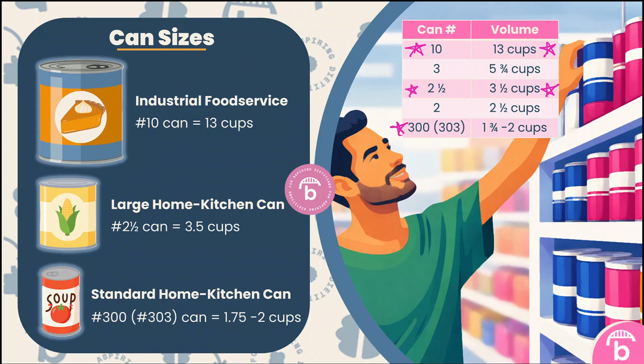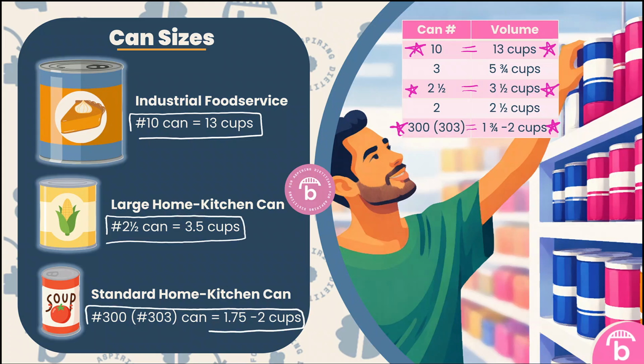So typically, the larger the can number, the larger the volume. The number 10 can holds about 13 cups. As you decrease can size, your volume also decreases. The 2.5 can, that's your large home kitchen can, holds about 3.5 cups. The exception to this rule is the number 300 or 303 can. Those are your standard home kitchen cans, and they hold about 1.75 to 2 cups worth of canned goods. And now all of these are equivalent statements, which means we can use them in dimensional analysis. So let's try some.